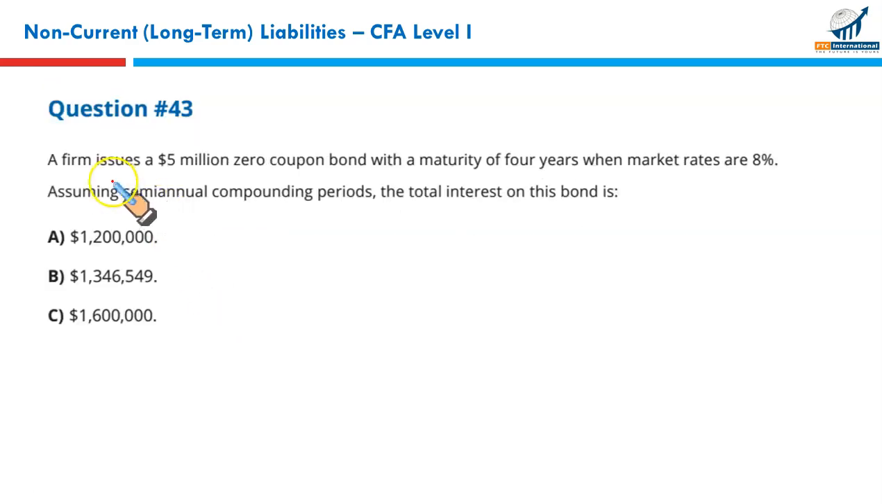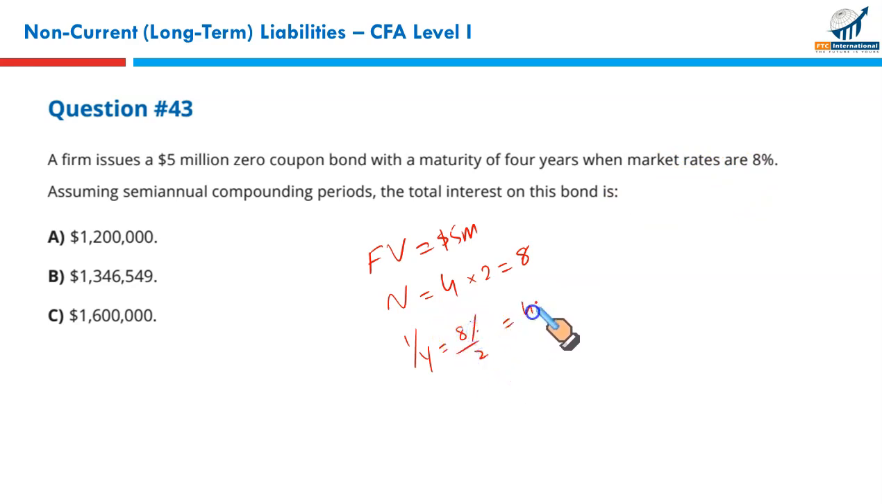Next, a firm issues a 5 million zero coupon bond with maturity of 4 years when the market rate is 8%, assuming semi-annual compounding periods. The total interest on this bond is? Now, the face value of the bond is 5 million. Periods: 4 years, since it's semi-annual, so it's going to be a total of 8 periods. Interest rate per period: 8% by 2 is going to be 4%. Payment: no interest payment, we just need to calculate the present value.